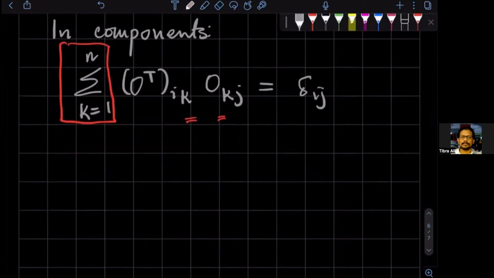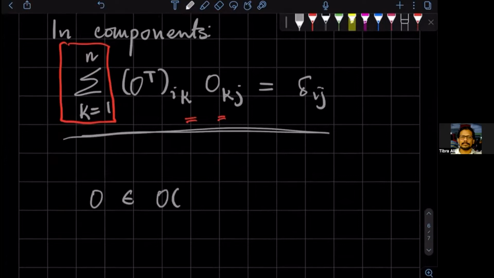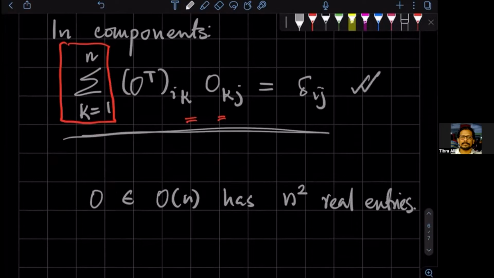Okay, so this is an equation. This is a set of conditions on the matrix elements, right? So O(N), an element of O(N) has n squared real entries, right? So from that, we have to subtract the number of conditions that are implicit in this relationship, right? So can someone tell me how many conditions are in this relationship and why?